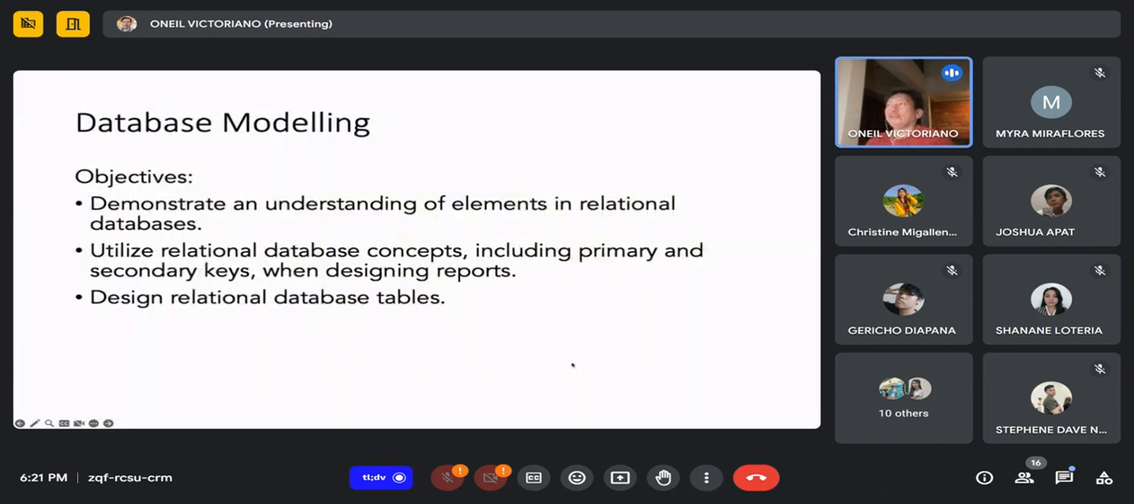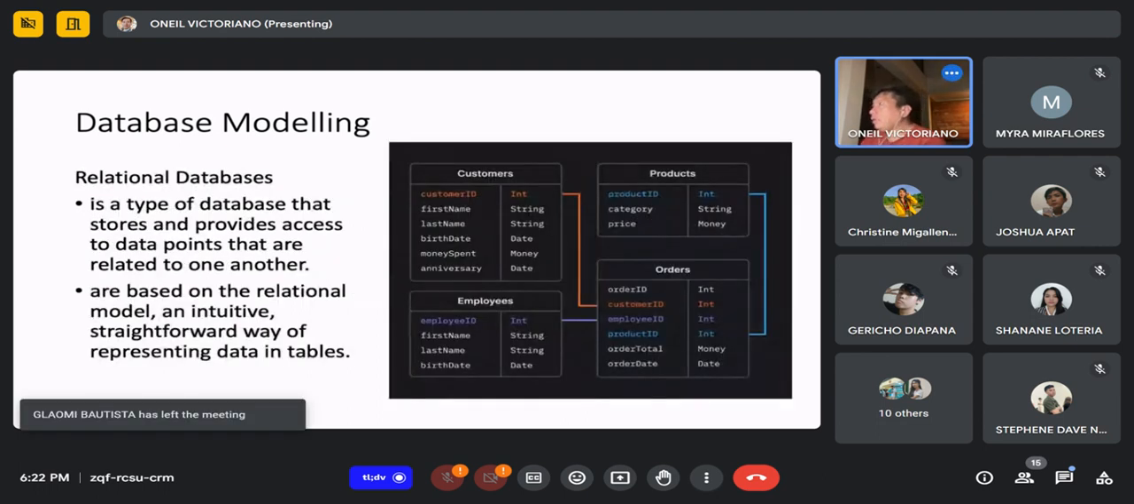And one of the objectives in the competency is that as analysts, you'll be able to demonstrate and understand the elements of relational databases or RDBMS, and to be able to understand different keys, no, primary, secondary, foreign, etc. And of course, you should be able to design relational database tables, or more or less understand the underlying table design. No? Okay, so we have relational databases.